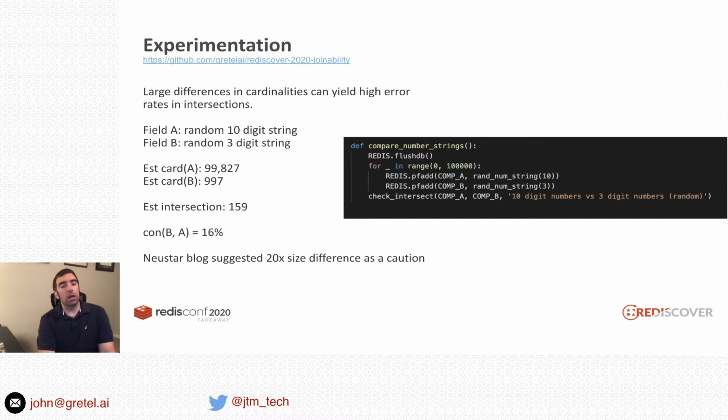In the Neustar blog, they suggested using 20 as the multiplier. So if the cardinality between sets A and B differs by 20x, meaning one of the sets is 20 times or more larger than the other in terms of unique items, then you should be very cautious about trusting the results.